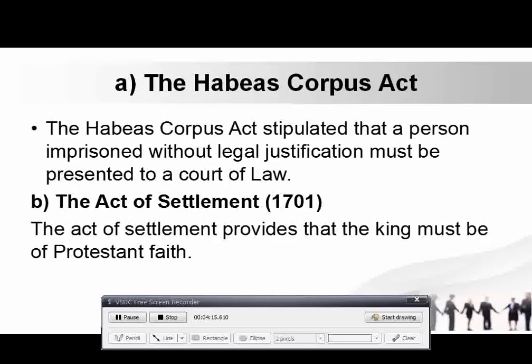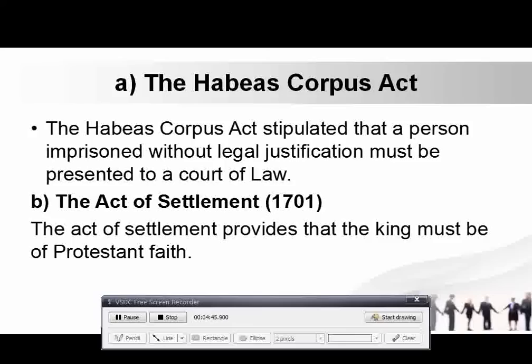So first of all, we have the Habeas Corpus Act. That means bring the body. The Habeas Corpus Act stipulated that a person who is imprisoned without legal justification must be presented to a court of law. After that, we have the Act of Settlement 1701. The Act of Settlement provided that the king must be of Protestant faith. It was about the faith.